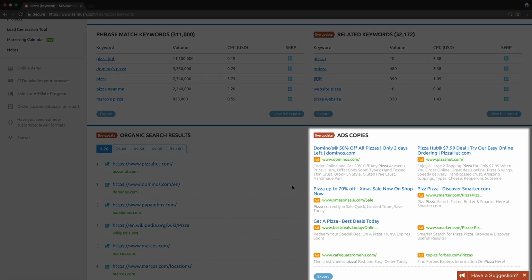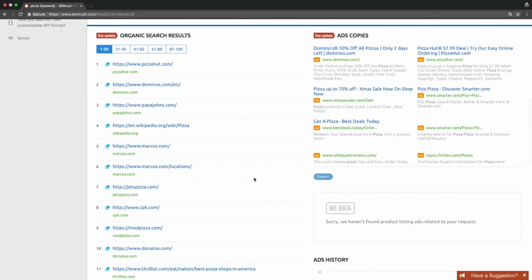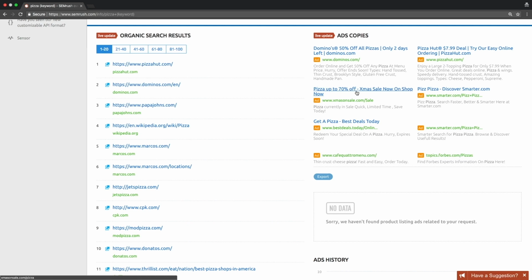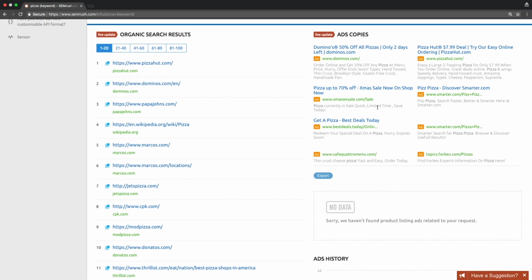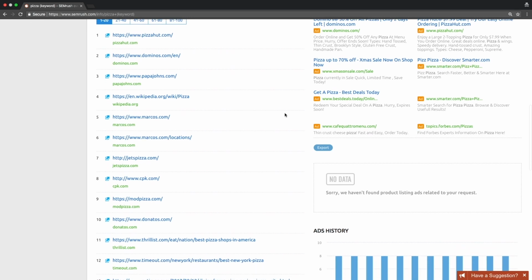Then you will see the list of the top text ads that appear for the keyword in question in paid search results. You may want to use these ads as examples when creating your own ads and their corresponding landing pages. If you're dealing with e-commerce, look at the list of the top product listing ads and their advertisers. These are your potential competitors in Google Shopping.